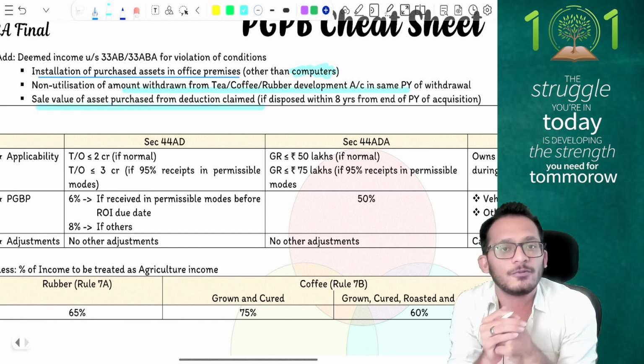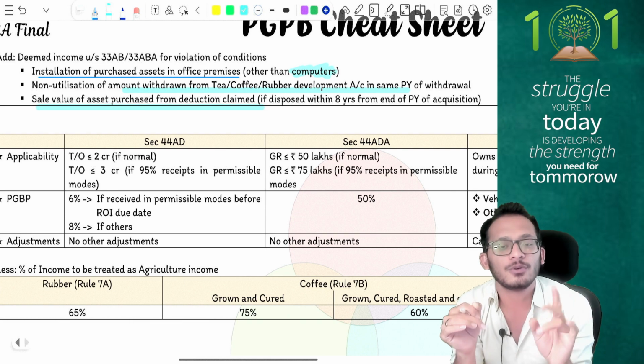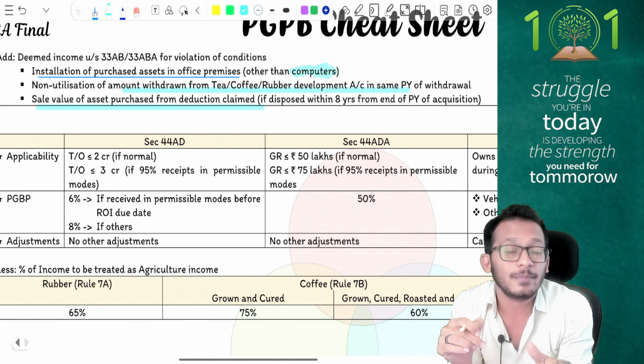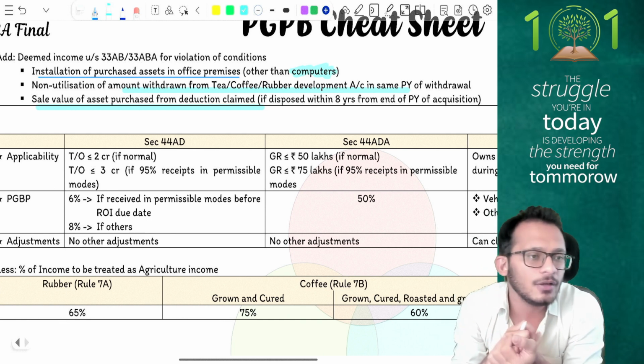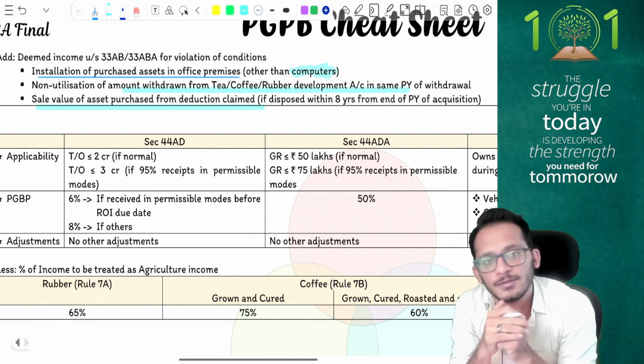If you're not going to use the asset for a period of 8 years, then whatever sale value you have on these assets will not be allowed, and will be treated in your income statement. So I will add it to my income.